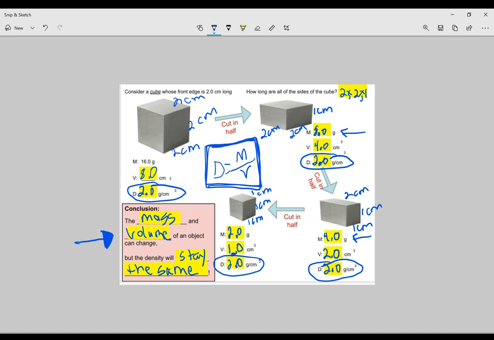Please make sure that you have this conclusion box copied down in your notes. You need to make sure you know that no matter how many times we break an object, the density remains the same.